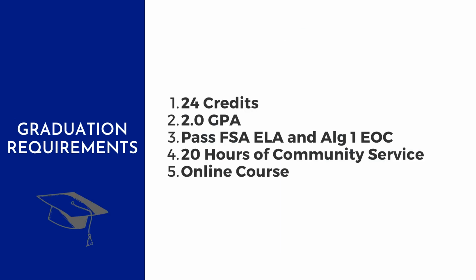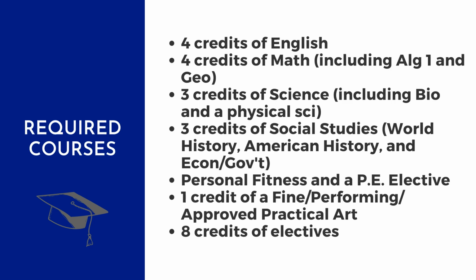Here is an overview of the graduation requirements. In order to earn a high school diploma, you must earn 24 credits. You must have a minimum GPA of 2.0. You must pass the 10th grade FSA ELA and Algebra 1 EOC. You also need to complete 20 hours of community service and an online course. Looking at these requirements in more detail, here are the specific 24 credits that you must earn.